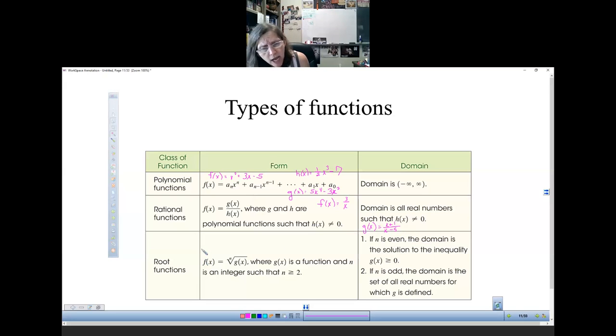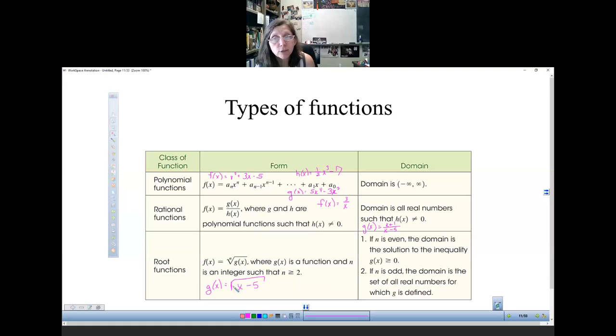The final type of function is our root or radical functions. And for the most part, we're going to be talking about square root functions. So g of x might be the square root of x minus 5. In this case, we have to make sure what's underneath this radical is positive. And I'm going to walk you through the process of finding these different domains.